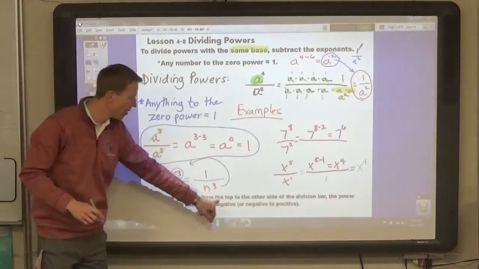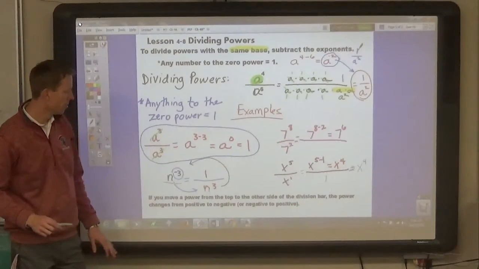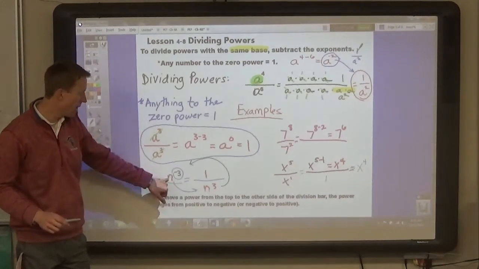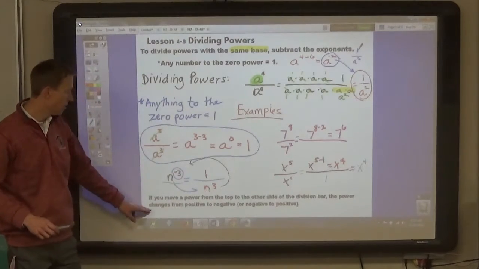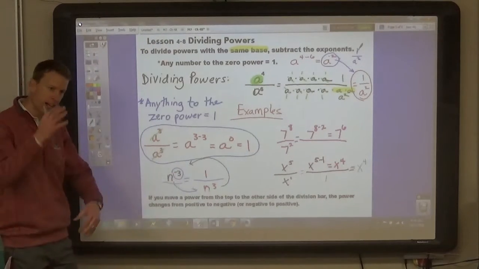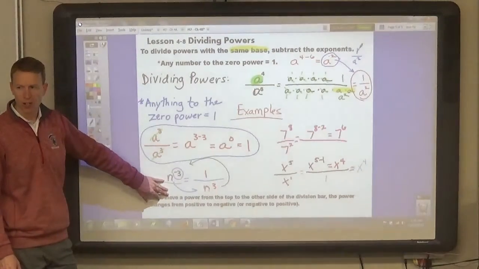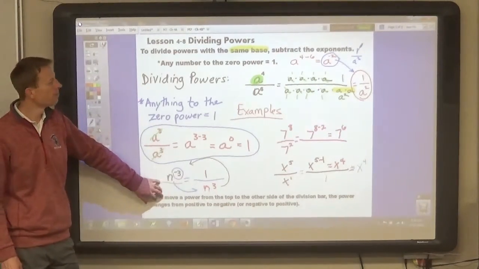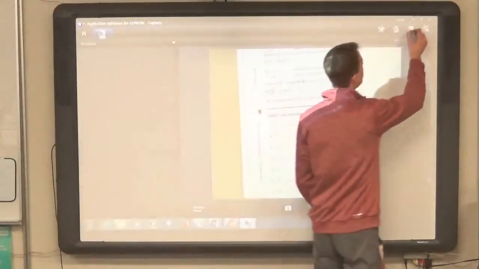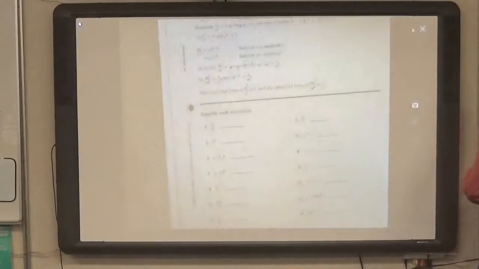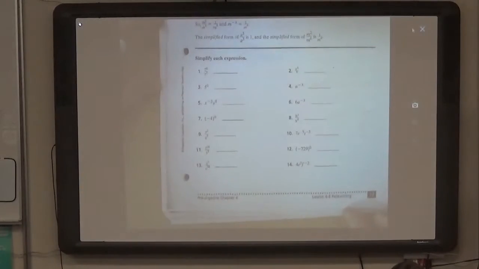If you move a power from the top to the other side of the division bar, so from negative n to the negative 3rd over to the denominator, it changes from positive to negative, or negative to positive. It's the opposite of what it started with. Okay? Let's go through some examples on your worksheet. The best way to get this is just to practice these.